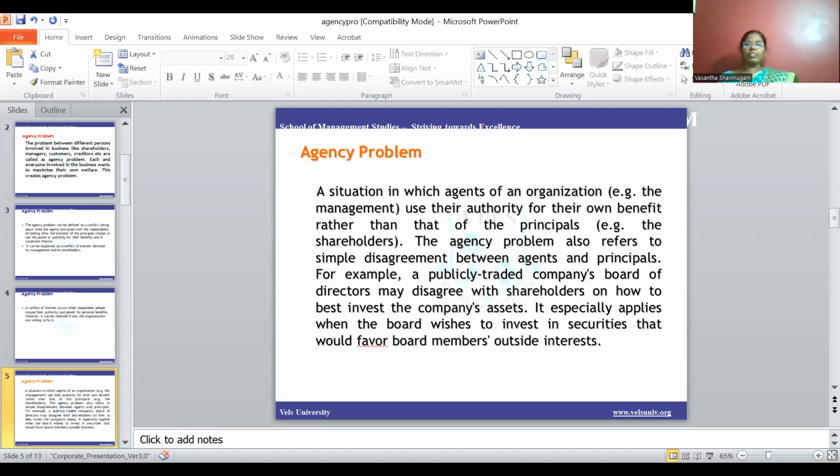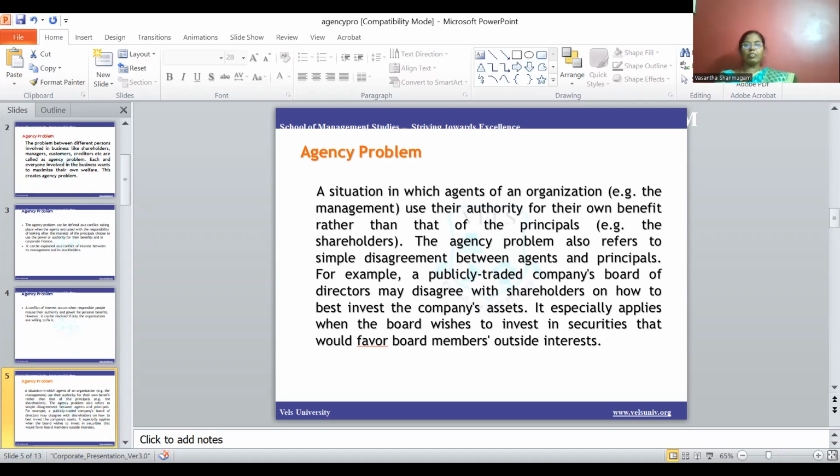So now we'll see what types of agency problem arise. Agency problem may arise between executive officers and shareholders. Executive officers are called the agent, shareholders are called the principal. Sometimes the problem may arise between the credit rating agency and financial institutions. The credit rating agency is called the agent, financial institutions are called the principal.